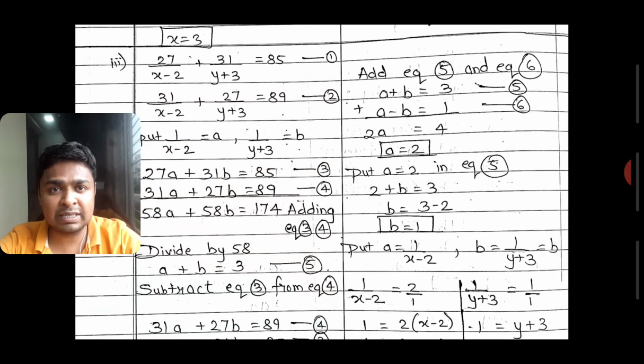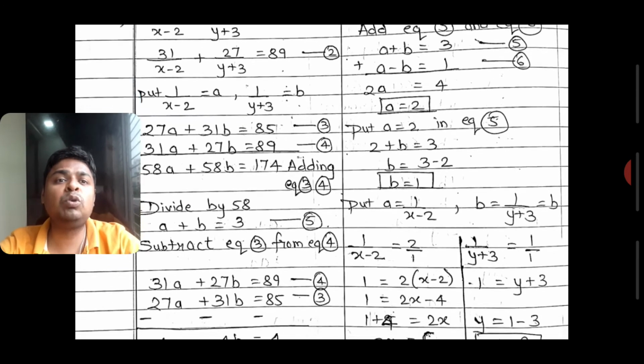Observing the two equations, I can see x minus 2 is common. y plus 3 is also common. I substitute that. Instead of 1 upon x minus 2, I put a. Instead of 1 upon y plus 3, I put b. And I get two new equations.